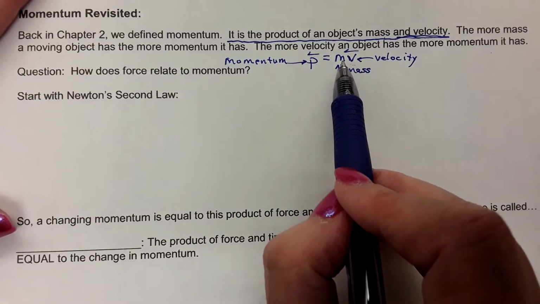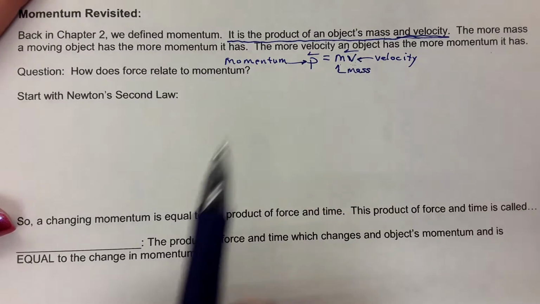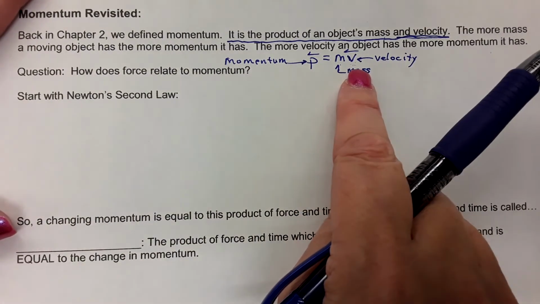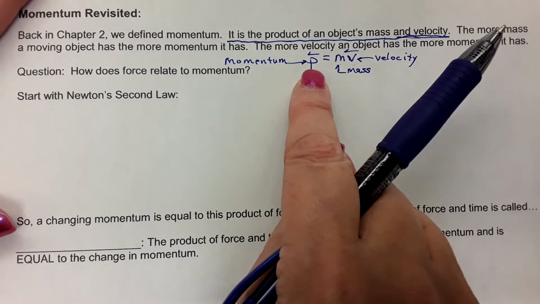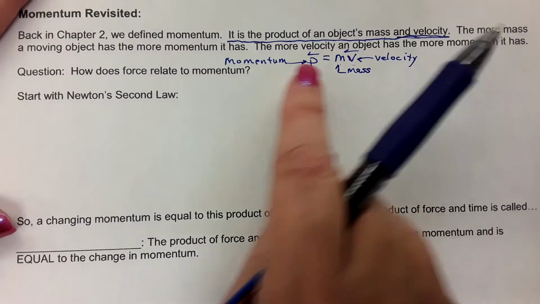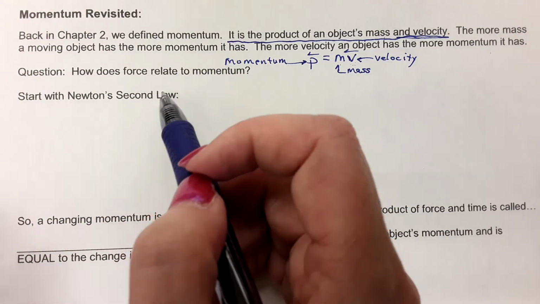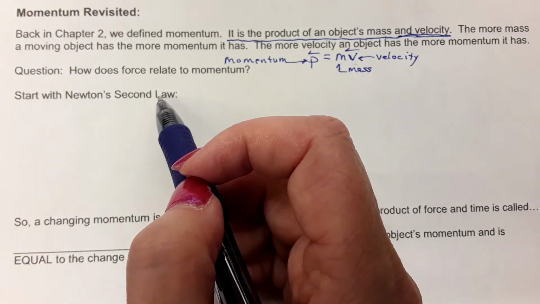And we learned that the more mass an object has, the more momentum it has. The more velocity it has, the more momentum it has. So this is a linear relationship. Either one of these gets bigger, the momentum gets bigger. Either one gets smaller, the momentum gets smaller. Now, here's our question. How does force relate to momentum? Okay?